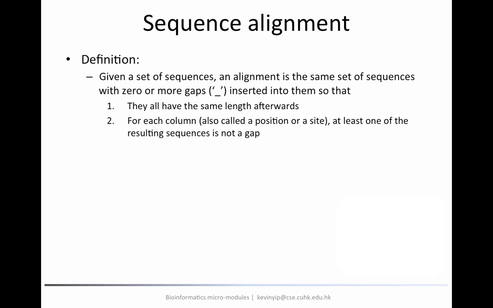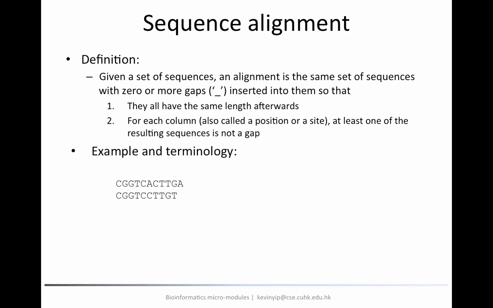Suppose you are given a set of sequences. They can be of different lengths. You want to insert gaps into these sequences with two requirements. First, after adding the gaps, they have to all have the same length. Second, we don't want to have one single position having only gaps in all sequences, because that's not meaningful.